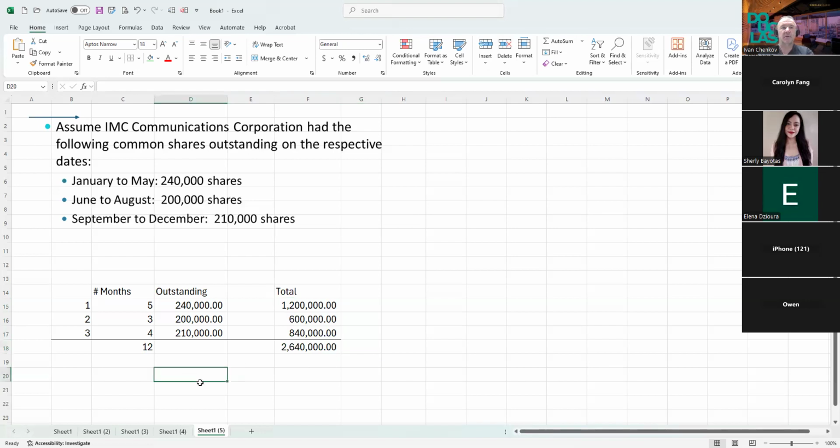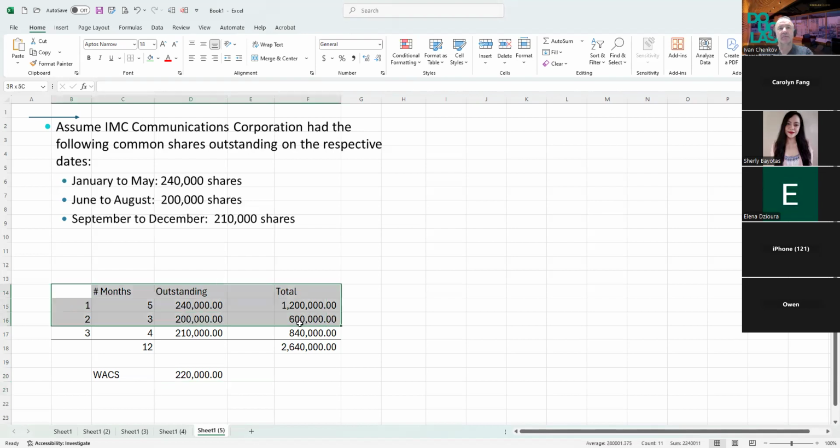Divide it. So the weighted average common shares for this period are equal to that number divided by 12, and it's going to give you 220,000. That's the weighted average number of outstanding shares for that year. That's one way to do it. What's the other way?